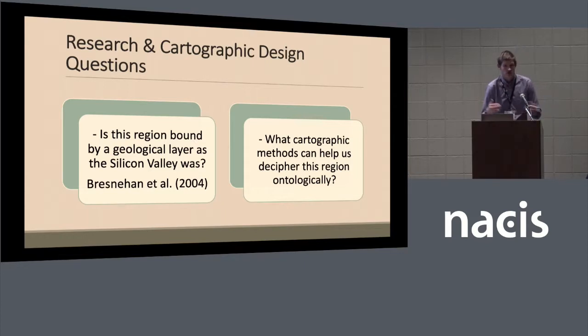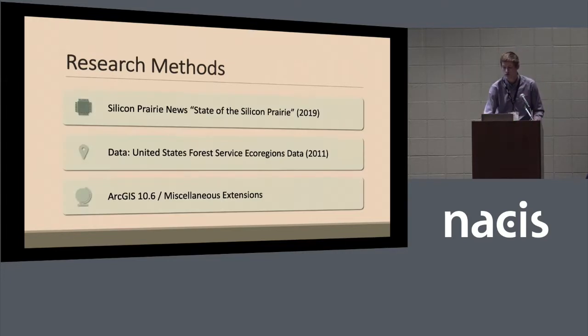So my research and cartographic questions, which hopefully we can get to today: is this region bound by a geological layer of some sort, the prairie? Is this actually in the prairie, or is this just synonymous with the Midwest, or is it synonymous with any other regions? And then lastly, what cartographic methods could I use, or could we all use, to help determine a region that's a little bit ambiguous?